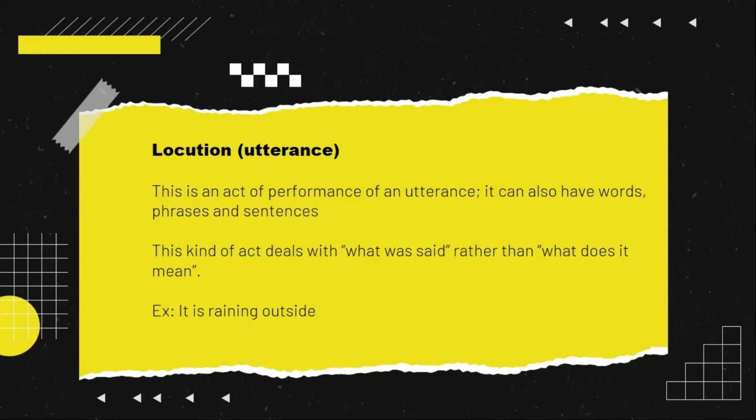Okay, so again, locution focuses on what was said. For example, it is raining outside. So literally, it is raining outside. That is the real meaning of that utterance. It is raining outside. Okay, that is locution. That is an utterance, a sentence. What was said? That's locution.